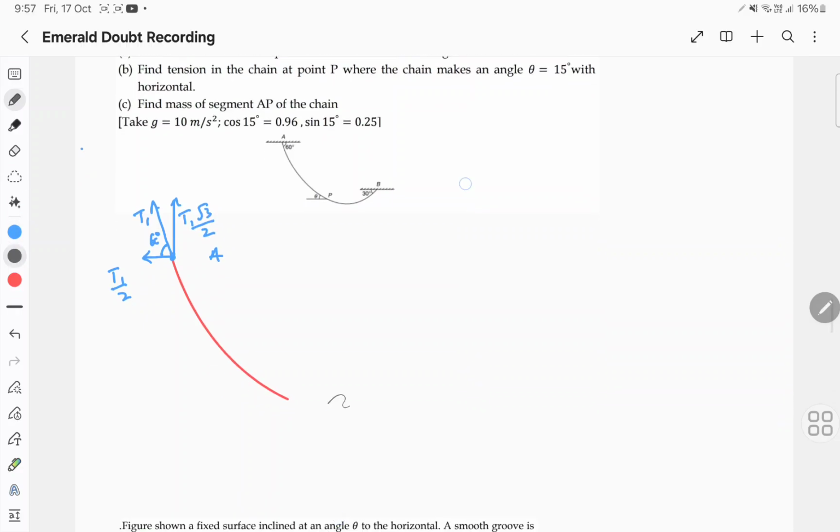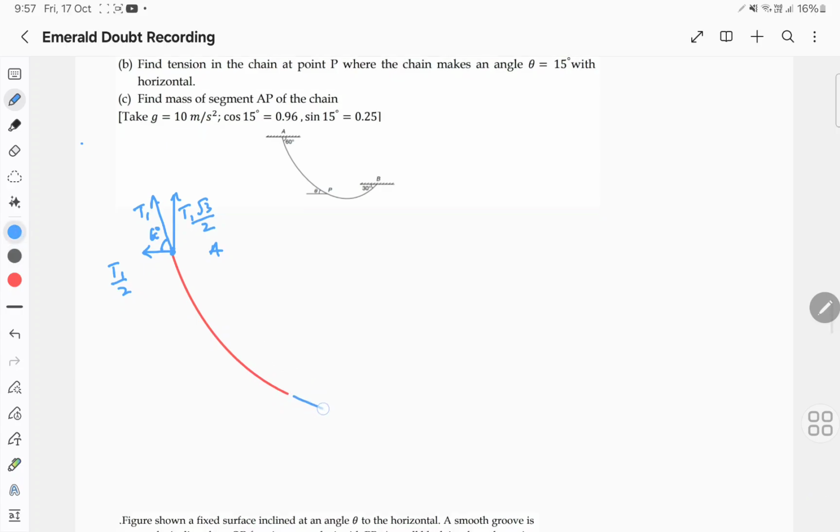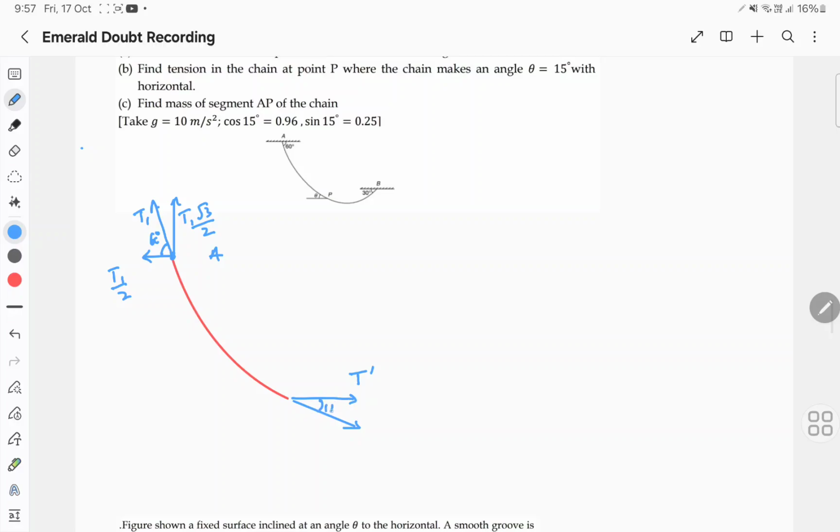At a point P again you have tension which is tangential, so it will have T dash cos 15 degree. The 15 degree is in the question, and cos 15 degree value has been given, so 0.96 T dash, and it will have a vertical component of T dash sine 15 degree which is 0.25 given, so 0.25 T dash.